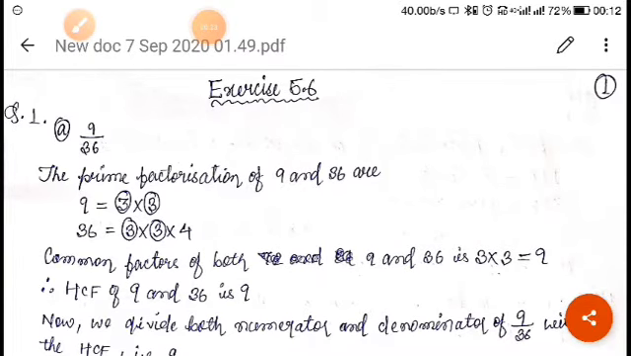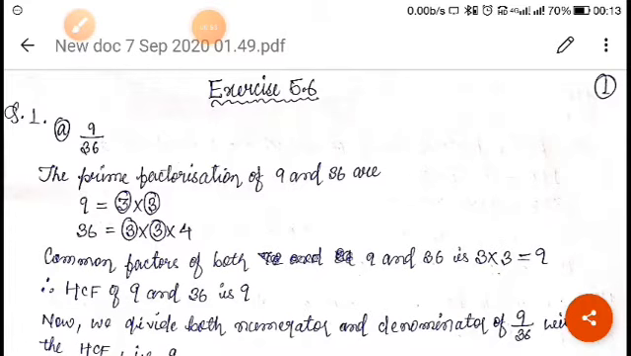In this exercise, we have to convert the following fractions into the simplest form. So what is this simplest form? To derive the simplest form or lowest form of a fraction, we have to find the fraction whose numerator and denominator have no common factor except 1. So we will see how we have to do it.